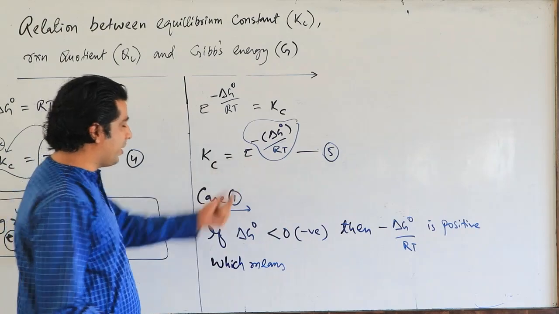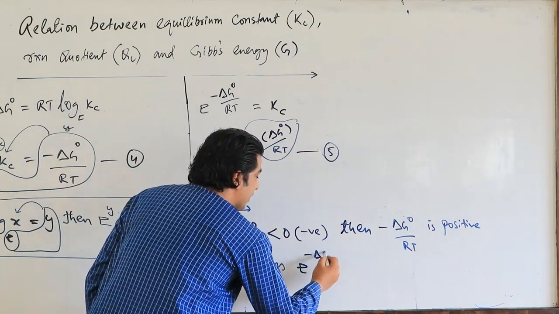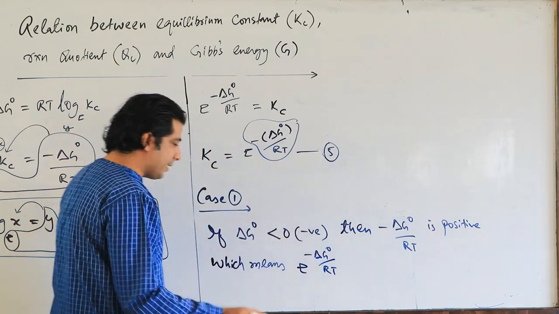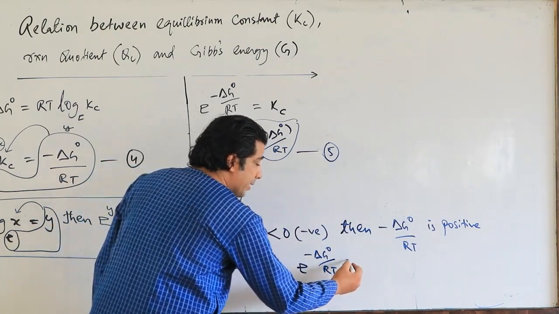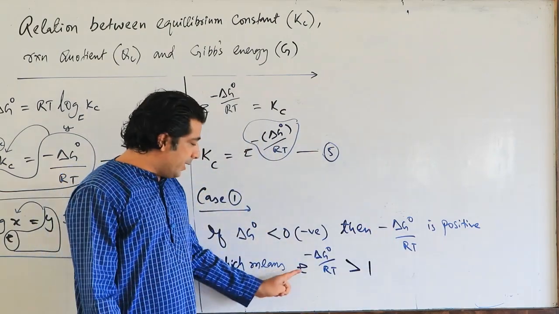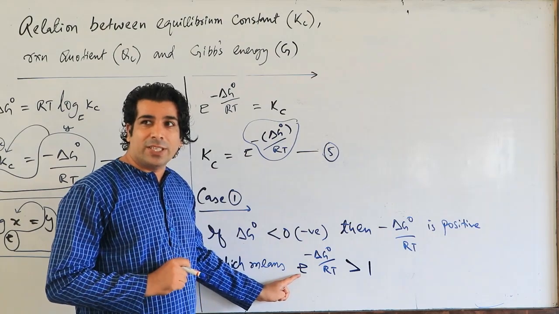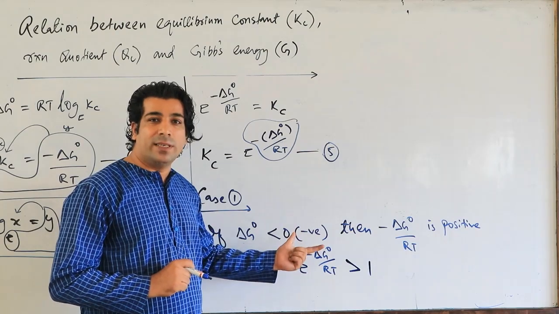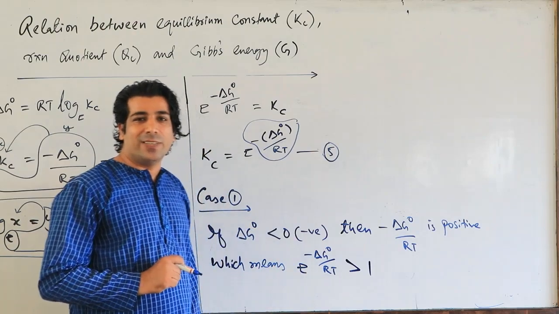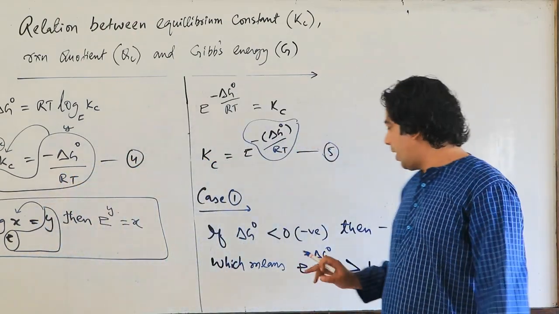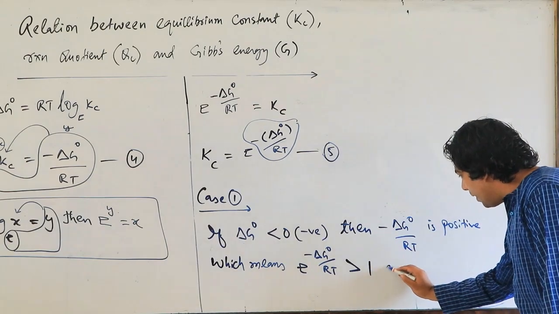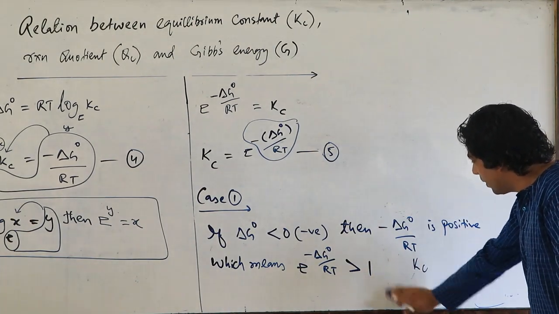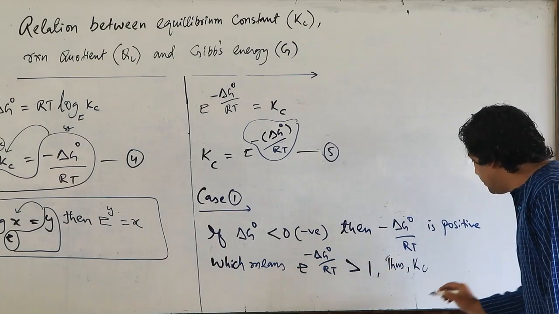Which means, let's write down the entire expression now. e to the power minus delta G naught upon RT. When minus delta G naught by RT is positive, then at that time e to the power minus delta G naught by RT is greater than 1. Remember, because e is 2.7, Euler's base, and minus delta G naught by RT is a positive value. So 2.7 having any positive power will obviously be greater than 1. So when e to the power minus delta G naught by RT is greater than 1, Kc, thus Kc, will also be greater than 1. We can write down, thus Kc is greater than 1.